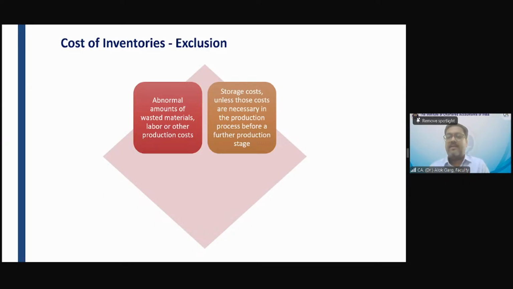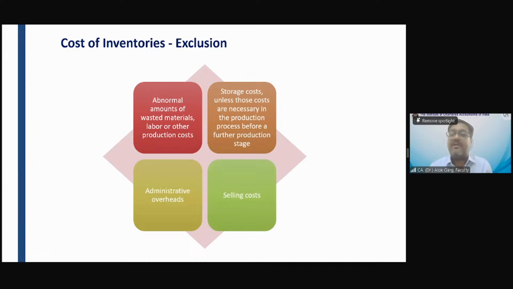Storage cost. So you produce the inventory, you produce televisions, and you keep those televisions in the warehouse. Those storage costs are not charged to the inventory. Those storage costs will be charged to P&L, unless those costs are necessary in the production process before a further production stage, right? If the storage cost is necessary to bring the inventory to the location and condition for sale, then the storage cost becomes part of the cost of the inventory, otherwise not. For example, in the case of wine or ice cream. Administrative overhead and selling costs are charged to the P&L, and these are not part of the cost of inventories. Okay, these are the exclusions.